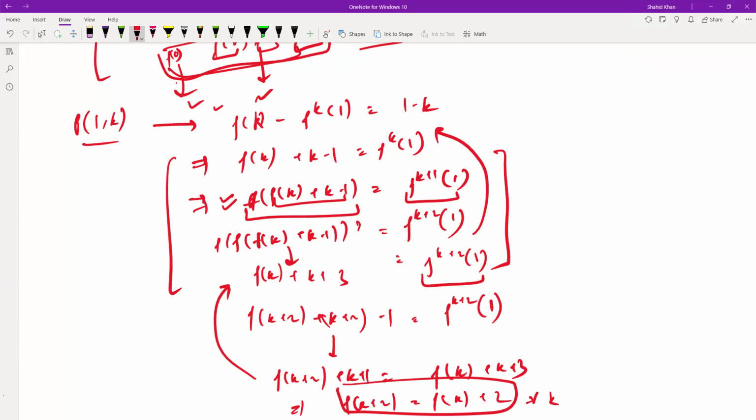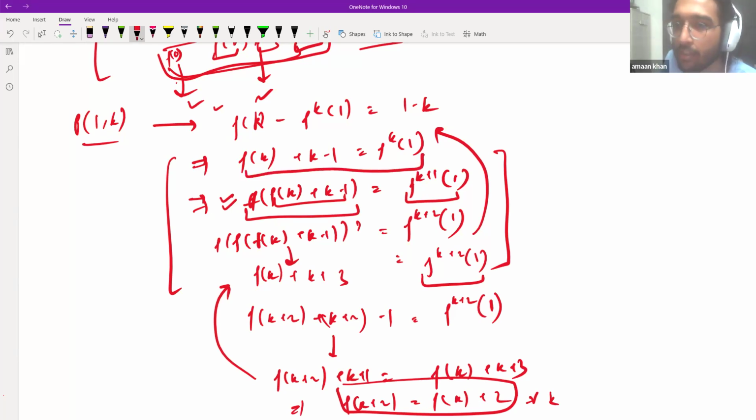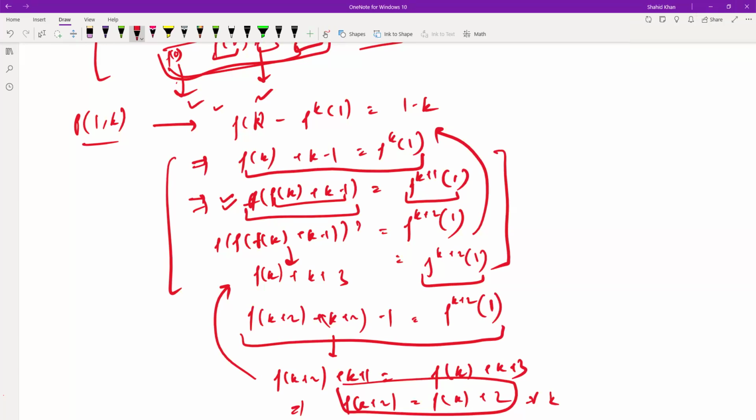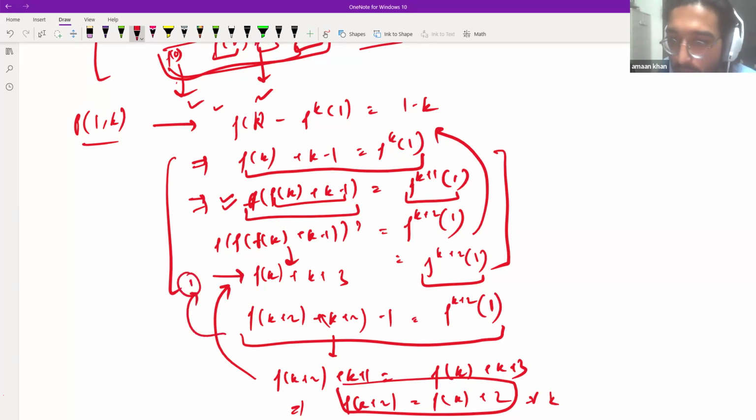Is this fine? Can you please repeat this last bit? Yeah. So basically, what I did was I put k plus 2 here instead of k. So you get this, right? If you put k plus 2 everywhere instead of k. And now what I got here, the value for f^(k+2) of 1, I substituted back in this equation, and just equated these two. So you get f of k plus 2 is f of k plus 2.